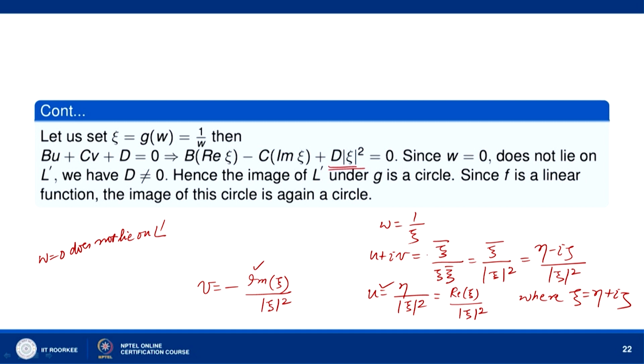Mod of xi square is eta square plus zeta square. So, eta square plus zeta square term will be there in this equation in xi eta. So, this equation represents a circle. So, the image of L dash under g is a circle. Now, since f is a linear function, the image of this circle under f is again a circle. So, this is the proof of theorem 2.